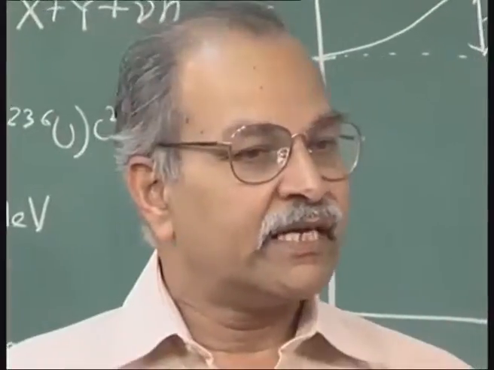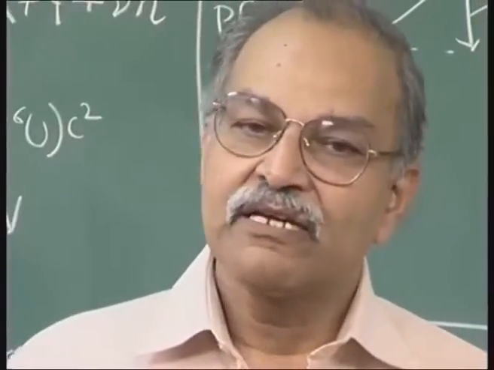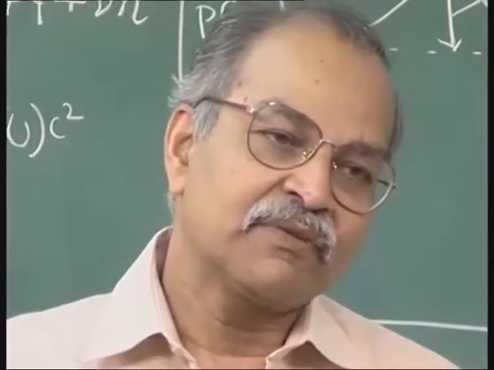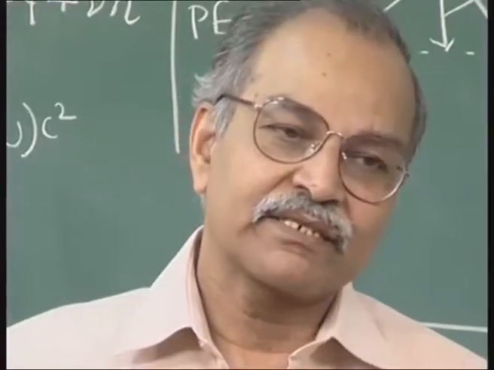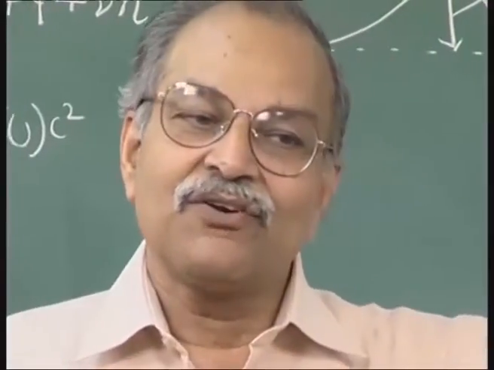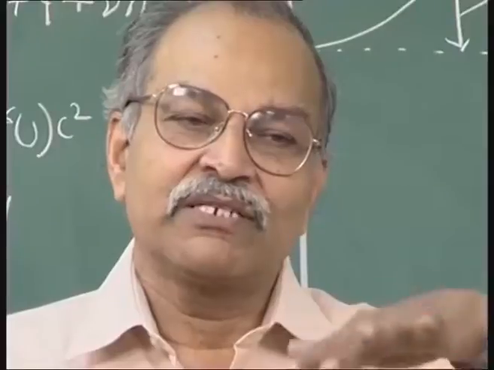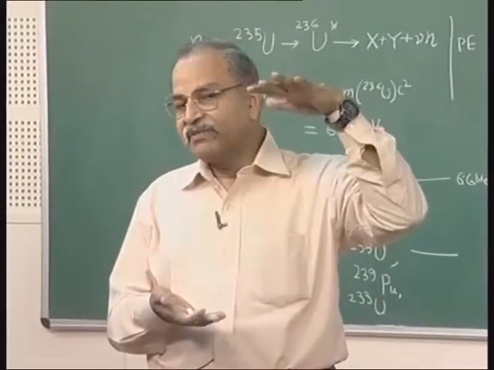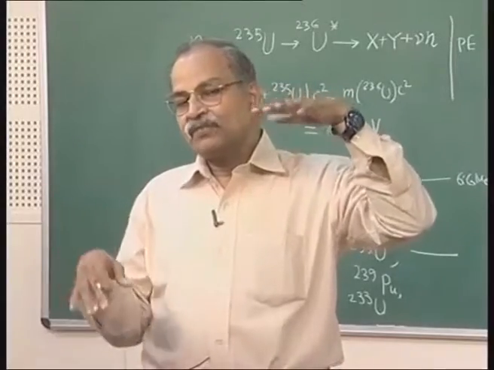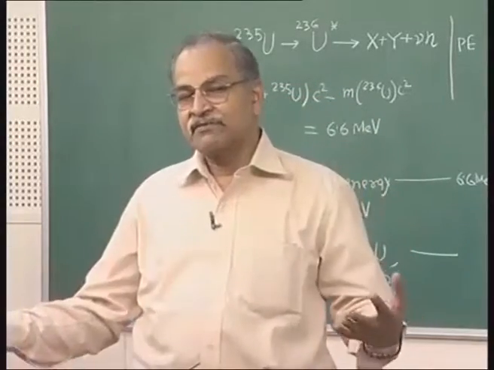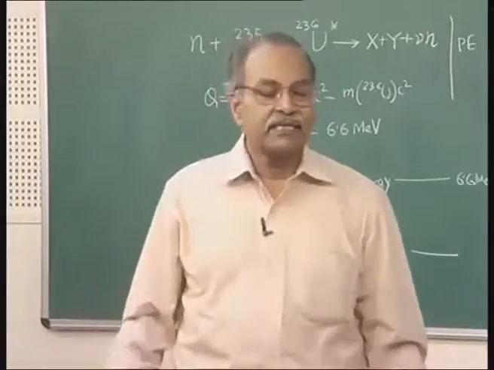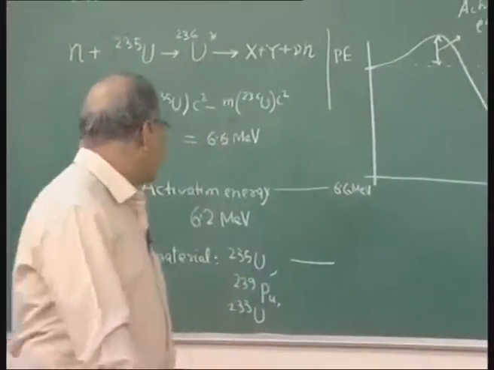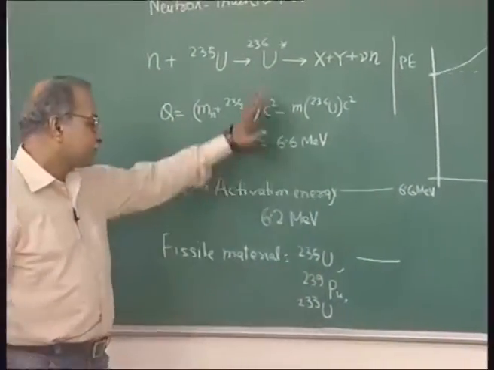It can decay through alpha decay, and the lifetime of that is something like 24 million years or so. So, only as long as this uranium 236 is in excited state above this barrier, it has a chance for fission. If it goes to its ground state, it will not fission. So, all those things happen.